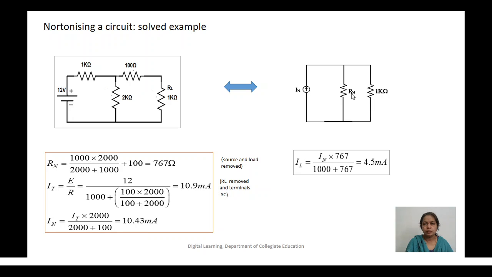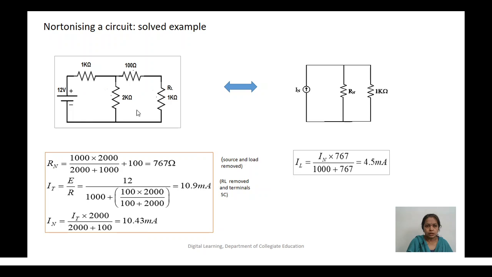Then we can find out the load current easily. So just like how we Thevenize a circuit, we can Nortonize a circuit. After simplifying the circuit, we'll have a single current source and a single resistance. Instead of 3 resistances, we have a single resistance. Instead of the voltage source, we have the current source. And the load will remain as it is because we are interested in finding out the load current.